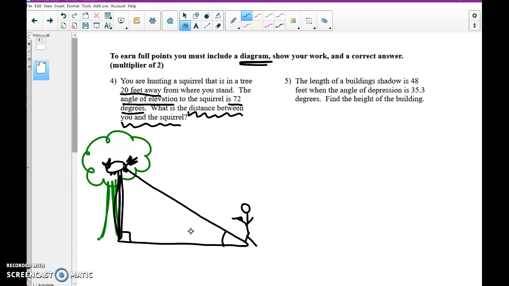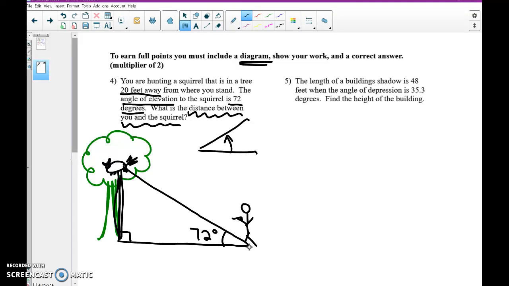Most of you guys remembered that the angle has to go here because it has to go with a horizontal line. Remember, angle of elevation is from the ground up. Angle of depression is from a horizontal line going down. So this has to be our angle of elevation. It's the only one that's got a horizontal line. You're standing 20 feet away from the tree.